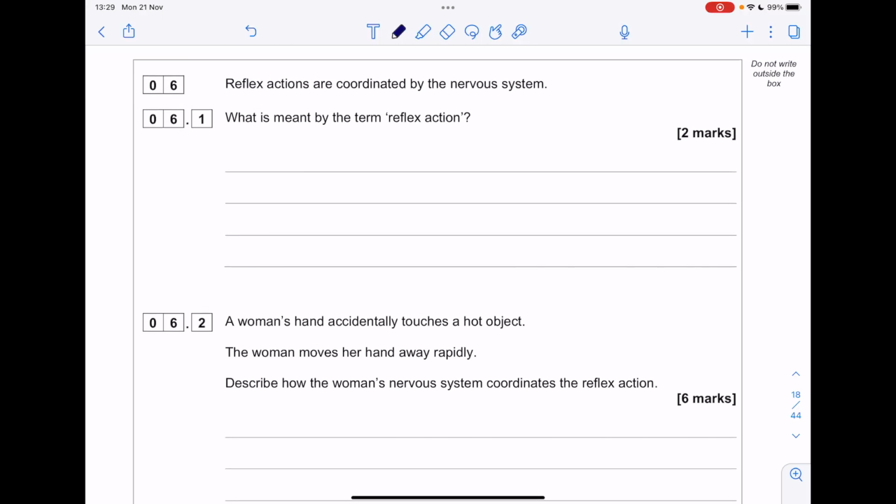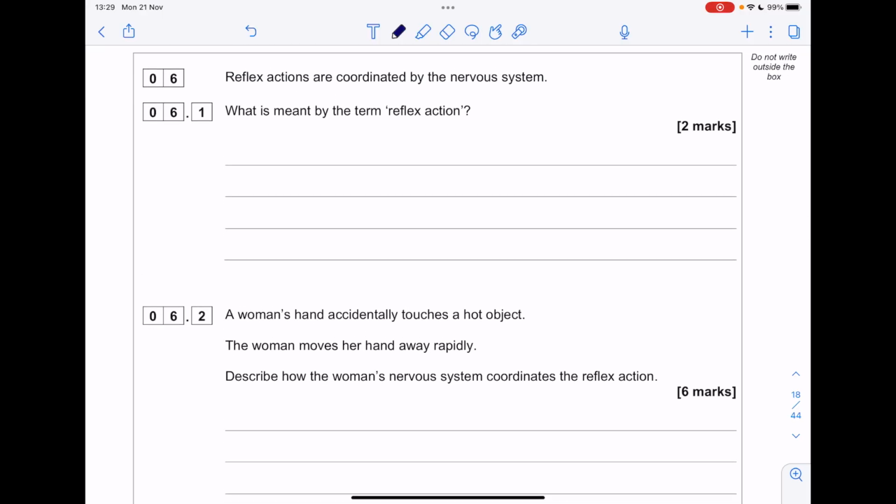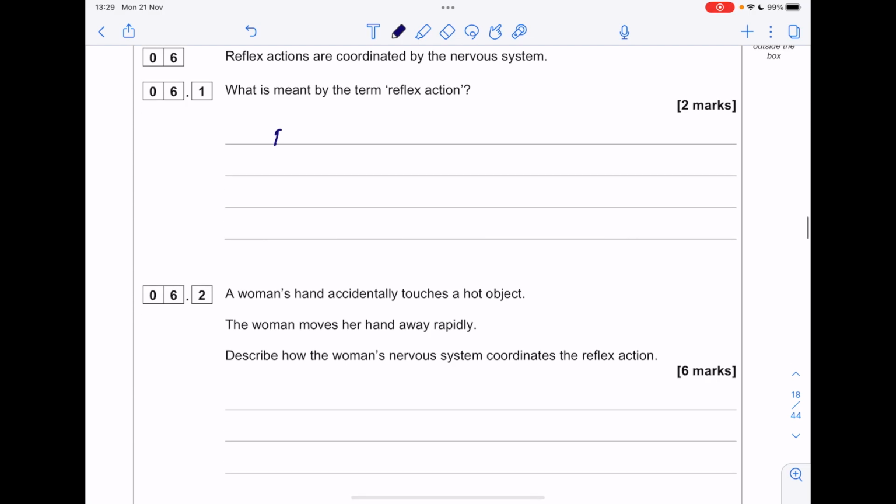Reflex actions are coordinated by the nervous system. What is meant by the term reflex action? It's a rapid, automatic response to a stimulus. Learn this definition.